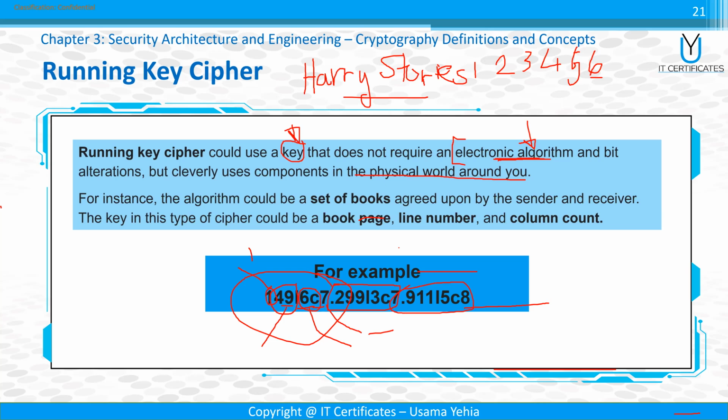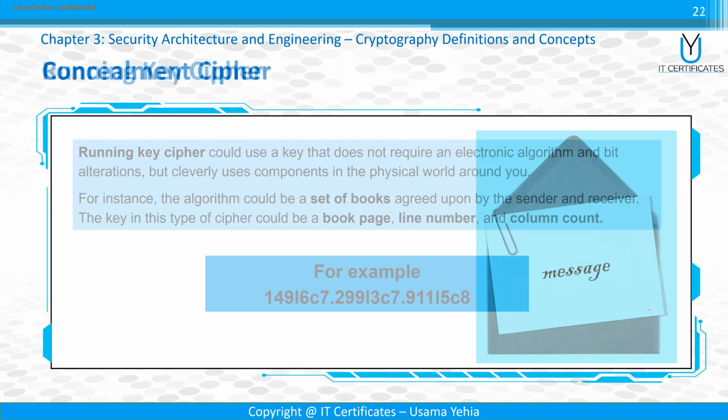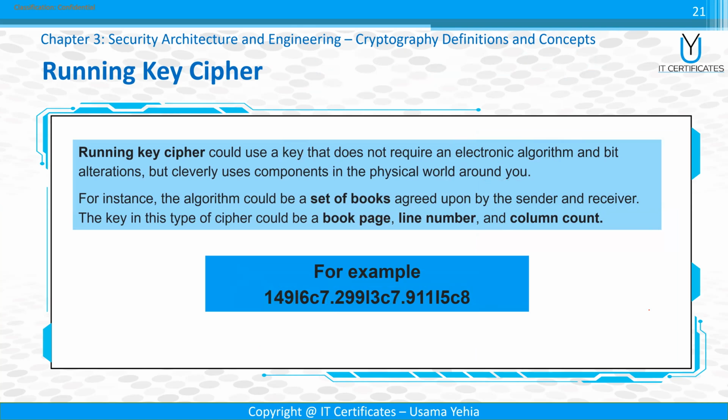Excellent. This was a very simple example just to refresh your mind and give you the sense of encryption. I don't want to make life difficult, and we'll speak about 3DES and all this stuff. We want to understand the concept in a very simple way. This is what we call the running key cipher.